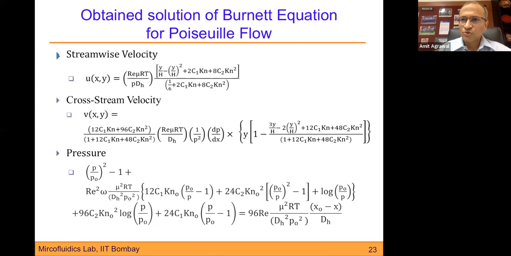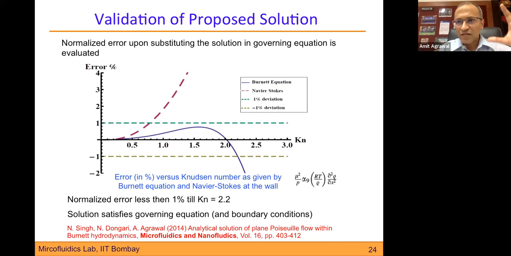This is the solution that comes out after convergence, and one can put this solution into the governing equation. If the solution satisfies the governing equation and also the boundary condition, it is a solution of that partial differential equation. So what we do is take the solution, put it in the governing equation, and look for the difference between the right-hand side and the left-hand side, which we call the error, and normalize it with the highest order term. So it becomes a normalized error.